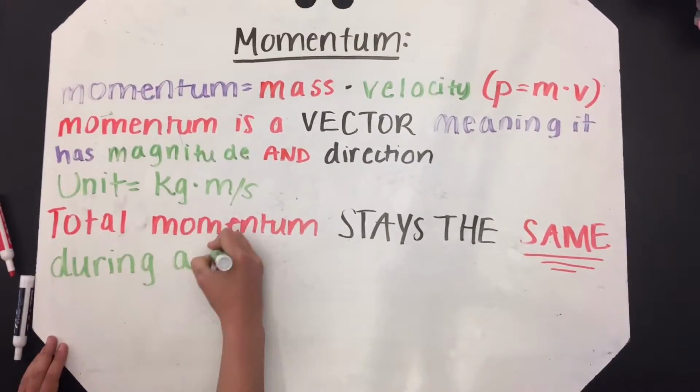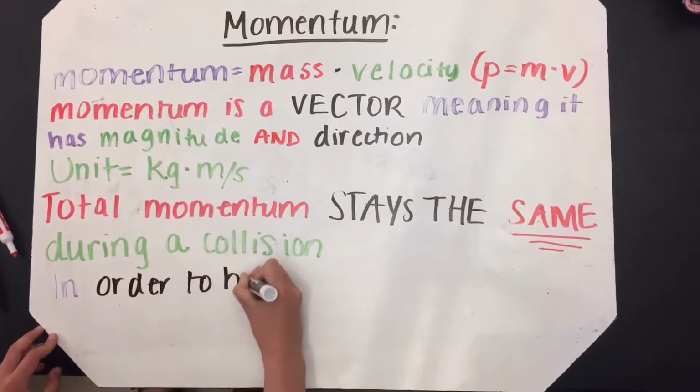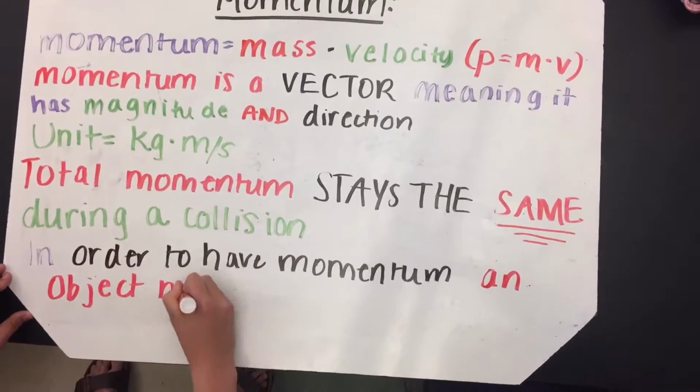In order to have momentum, the object must be moving. Also, the more mass an object has, the more momentum it has.